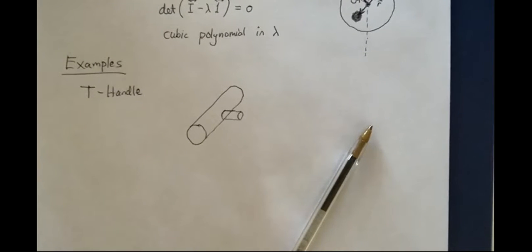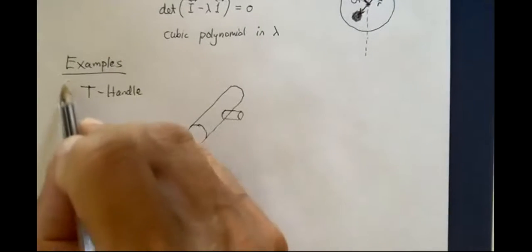Okay, so we'd like to understand this T-handle. We're in the business of understanding the T-handle. We need to think about the center of mass. We need to think about the principal moments of inertia. Okay, let's talk about another example. So this is the T-handle example.